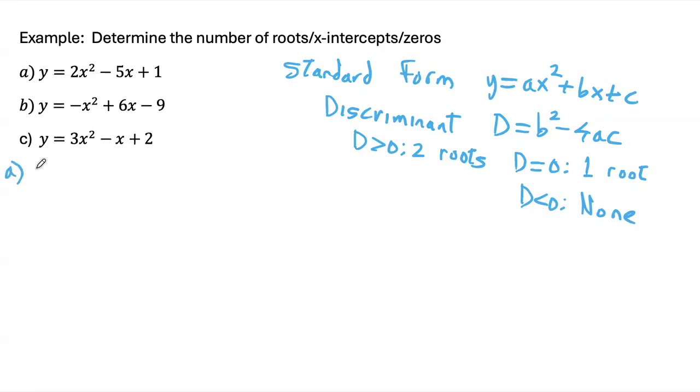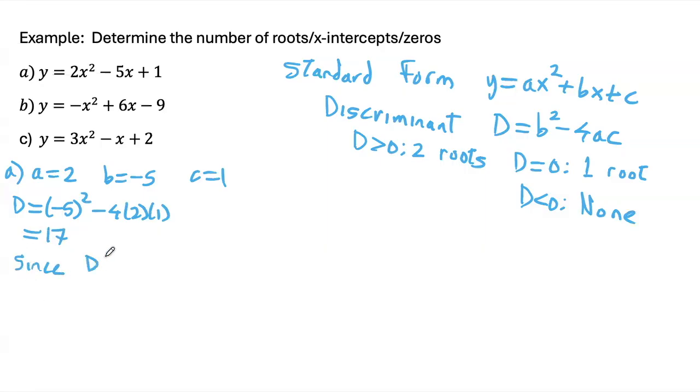First one, my a value is 2, my b value is negative 5, and my c value is 1. I'm being asked to find how many x-intercepts there are, and it's in standard form, so I calculate the discriminant. Negative 5 squared minus 4 times 2 times 1. So I get 17, which is greater than 0. If you're doing this on a test, please say that since d is greater than 0, there are two roots. Your teacher will want to see this part. There we go.